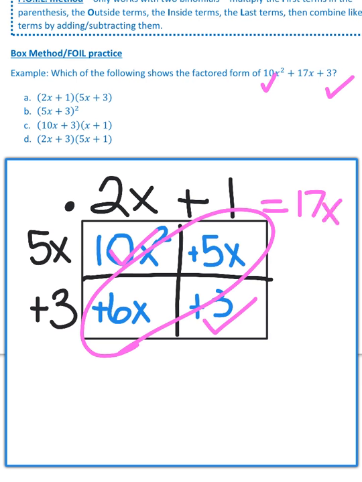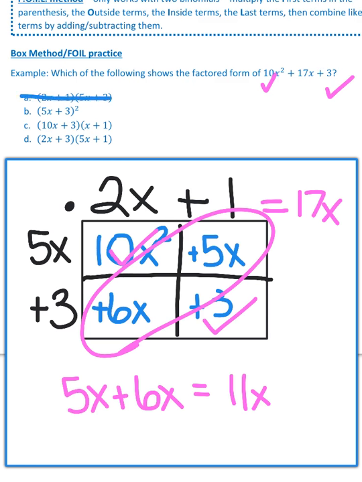Well, let's look. If I take 5x and I add to it a 6x, I'm going to be adding my integers, and I know that those are both positive, so I'm going to actually add the numbers, and 5 plus 6 is 11, and that x comes right along with it, and the exponent does not change because we're adding. So does 11x match 17x? And unfortunately, it does not. So what that just showed you is that the very first answer choice of 2x plus 1 times 5x plus 3 does not actually work. So that is not an option.